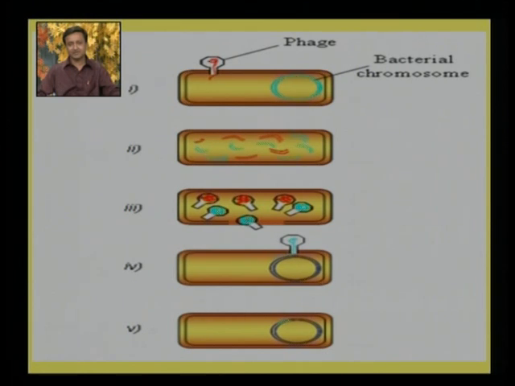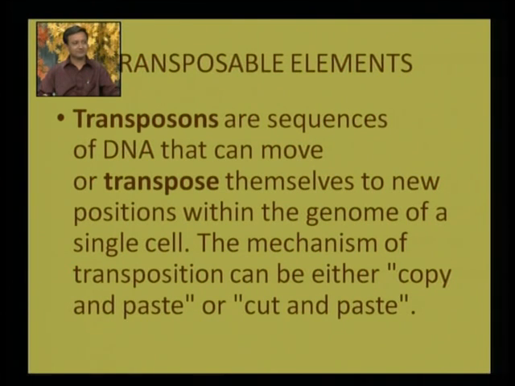A limited amount of DNA can be transferred from one bacterial cell to the other via bacteriophages. Site-specific recombination events are, however, required in case of specialized transduction, which may allow the incorporation of DNA at specified sites. And the best example is of lambda phages. Now the next is the transposable elements.